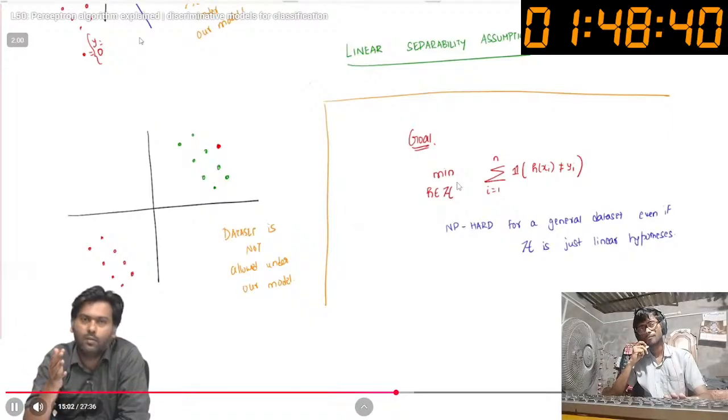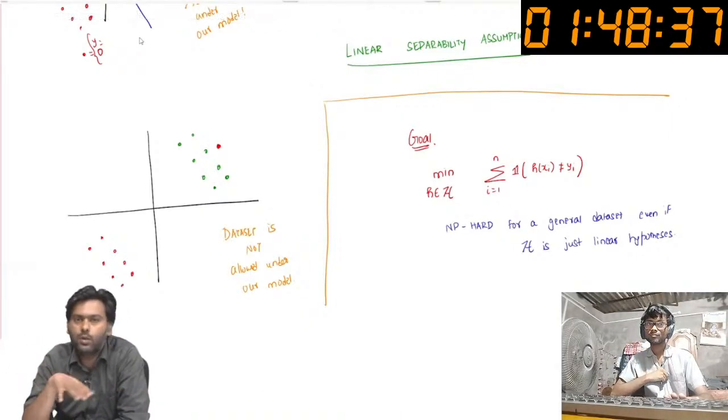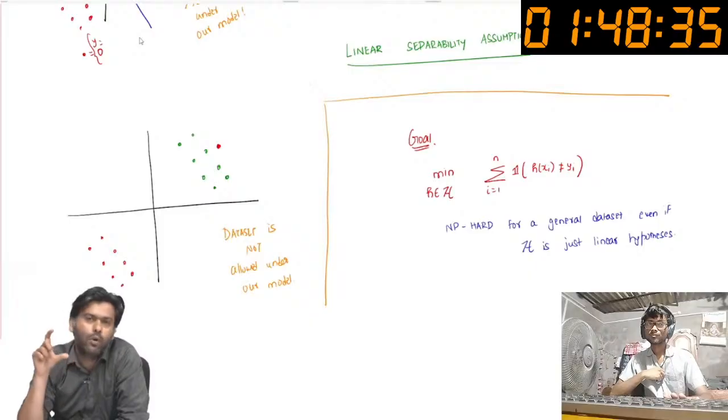What do we mean by a general data set? Well, there is no restriction on how the data set should be. So there could be outliers, there could be all sorts of mixing and matching between greens and reds that could happen. So in a general sense, if you want to find the best possible line, that's a hard problem.